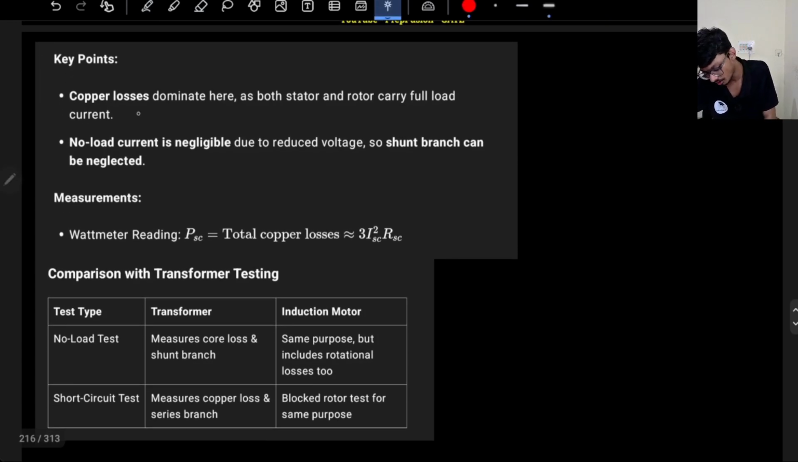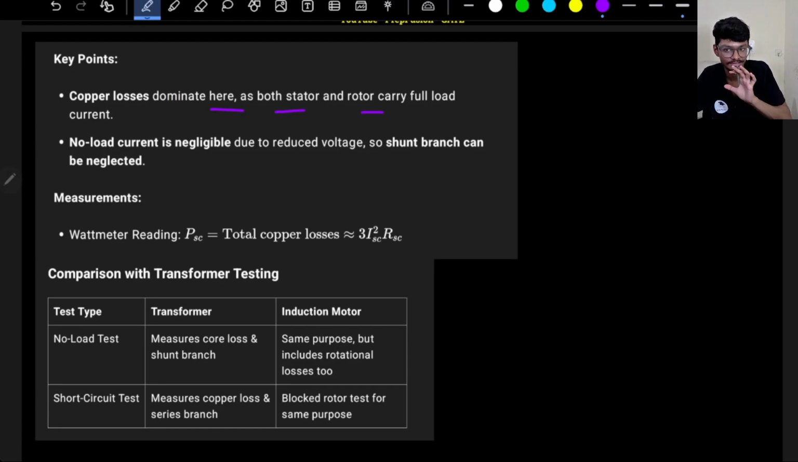Here copper losses will dominate, as the stator and rotor almost carry the same current, the full load current. No load current will be negligible. Why? Because the voltage is reduced, and flux is proportional to V by f, so flux will be reduced, hence the no load current also will be negligible. So the wattmeter reading will be approximately equal to 3 ISC squared, the short circuit current, into the short circuit resistance. This is how you can find out.